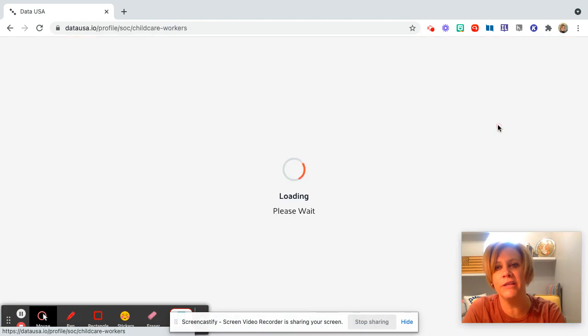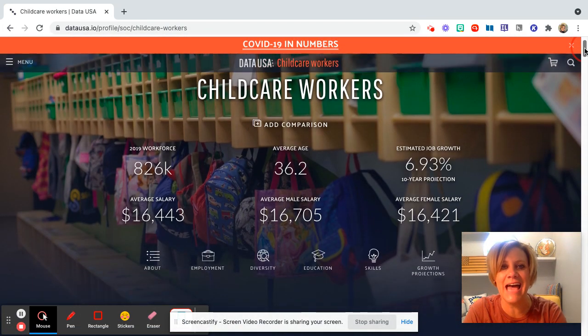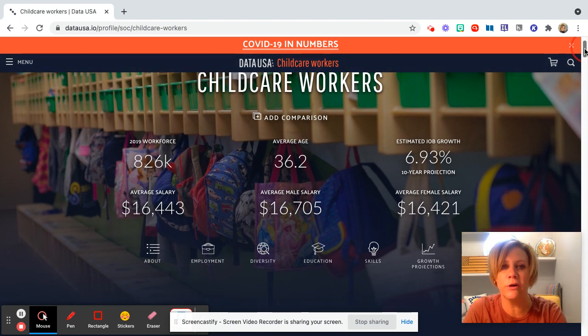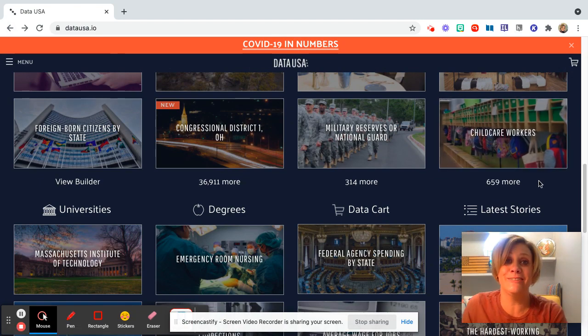So if I click on one, let's look at child care worker. It's going to give me up-to-date data on being a child care worker. So the average age is 36.2. Job growth estimated. The average salary. And then you're looking at the difference between male and female. This could be really helpful if students are asking you about disparity between males and females, because it's always broken out that way.